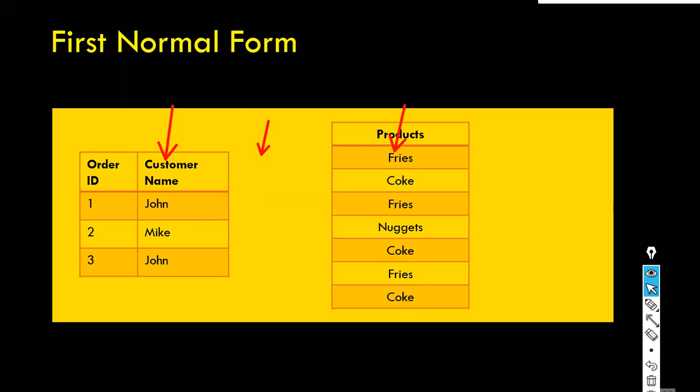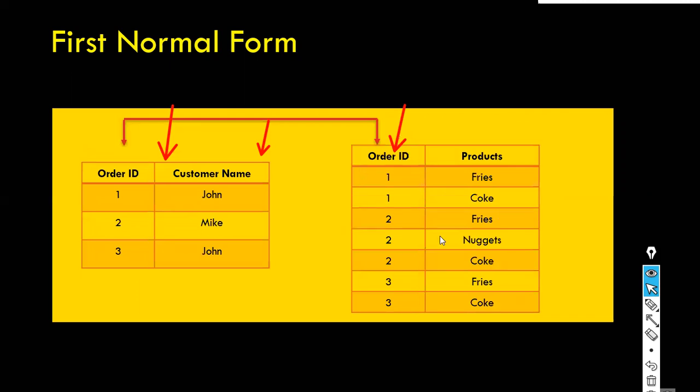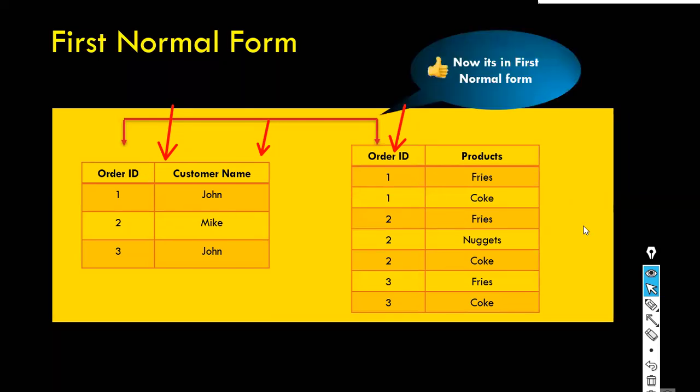But the problem is which product was ordered in which order ID. If somebody is asking, I don't have any clue. So if you put the order ID along with this, you should be able to tell which products were ordered in which order ID. And order ID is common between these two tables. Hence, if you create a relationship between these two tables with this common column order ID, you can retrieve the customer name from here, right? So this is a lookup table. This is not a lookup table, this is a transaction table. You just think that way, okay? Now it is in first normal form.